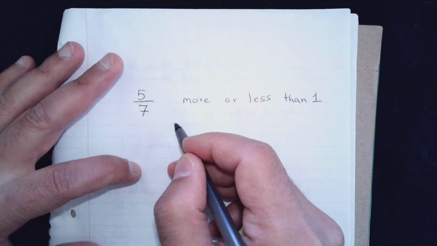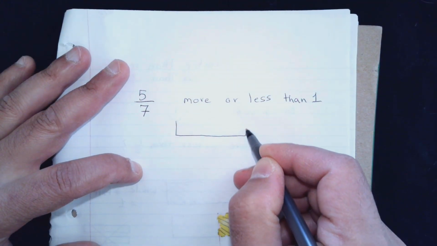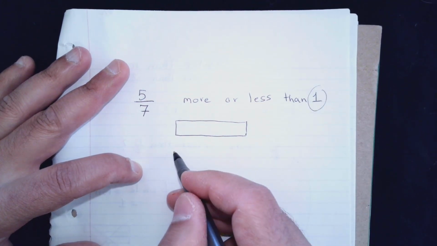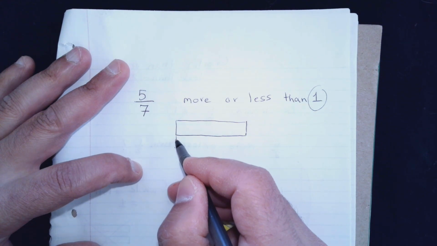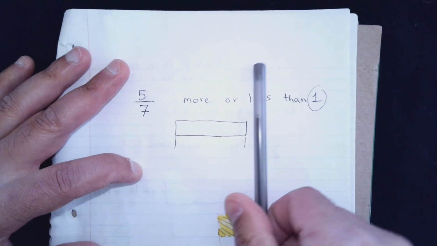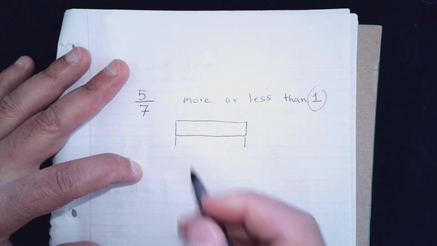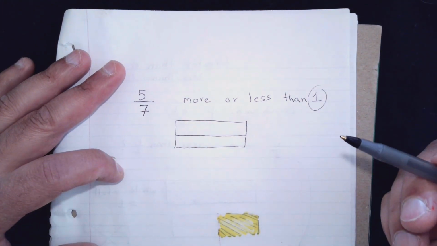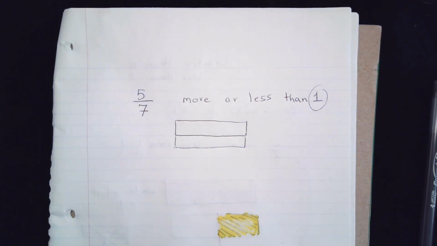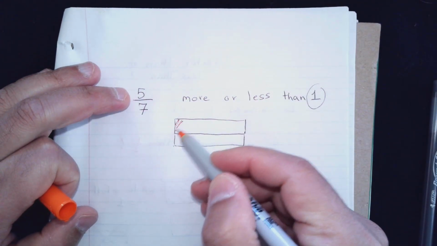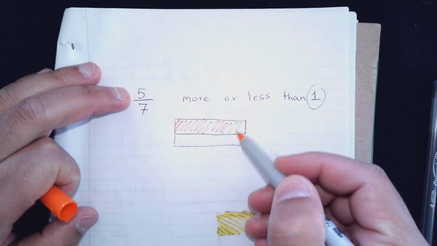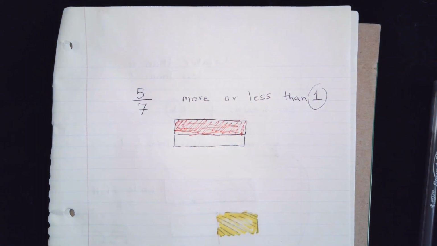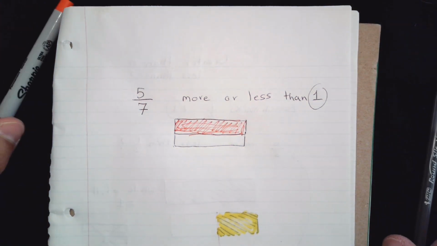So I'm going to draw a rectangle for my whole, and then I'm going to draw a second rectangle below it just so we can keep the same width, right? So we are being accurate when we're comparing the quantities. So this is a whole. I'm going to color it in orange. This is my whole. It is a full, complete set. It's not missing anything.